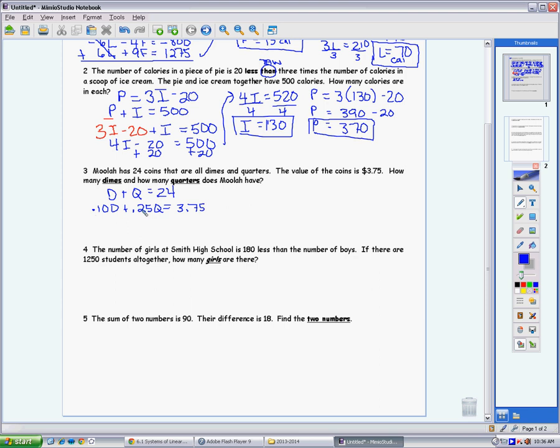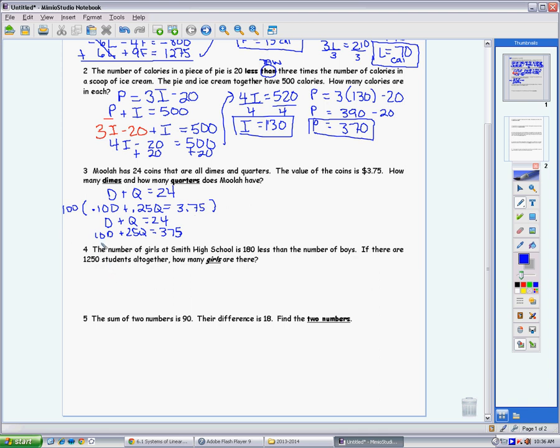A lot of people get intimidated when they have decimals or fractions in there. So I'm going to go ahead and get rid of those by multiplying by 100. Our cent value is 1/100th. So to get rid of the decimal, I need to multiply my entire bottom equation by 100. So I still keep dimes plus quarters equals 24, and then this is going to make this 10 dimes and 25 quarters equal $375. Okay, so that eliminates our decimals. And I just use the place value. These are all in the hundredths place, so I can multiply by 100.